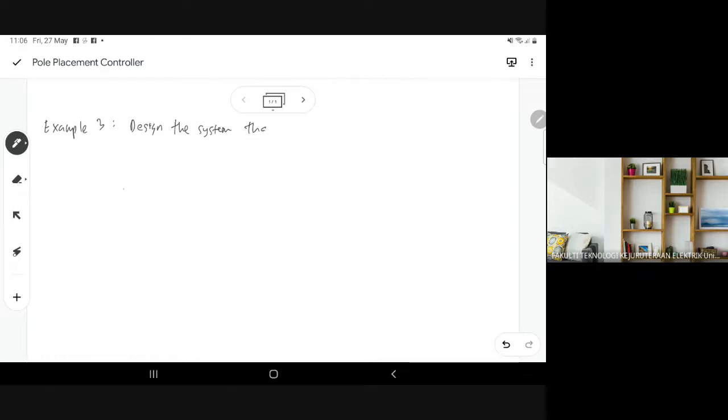That yields a positive overshoot equal to 9.48% and the Ts equal to 0.74 second, where the system is equal to 20s plus 100 divided by s cubed plus 5s squared plus 4s. Okay. Alright. So this is the system.